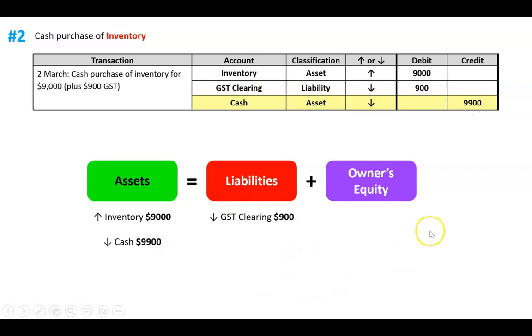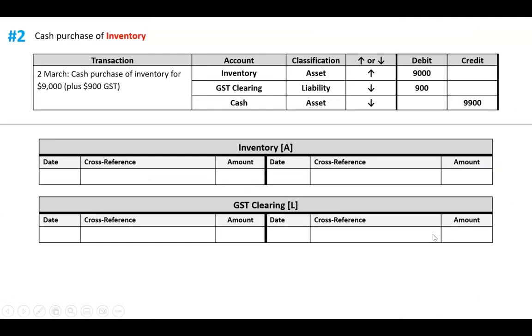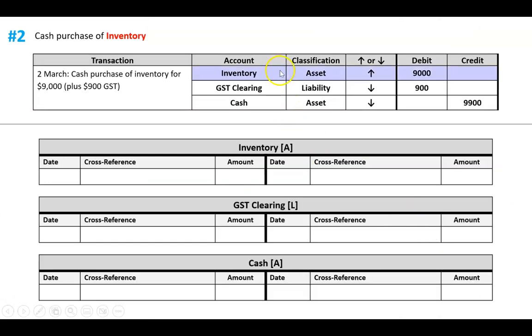So if we just add all that up, nothing's happened to owner's equity. So assets went up 9,000, but down 9,900. So that's a total of it went down 900. Liabilities went down 900, and nothing happened to owner's equity. So we can see negative 900 plus 0 equals negative 900. Beautiful. Let's put that in the ledgers. So we're going to need an inventory ledger, a GST clearing ledger, and a cash ledger. First one, inventory debit 9,000 on the 2nd of March. So I've got the date, and I'll put 9,000.